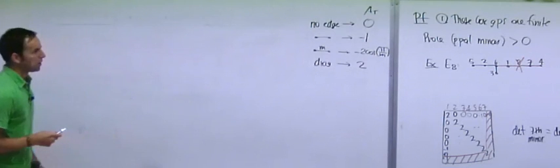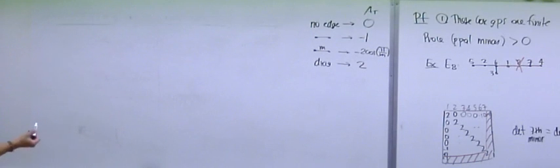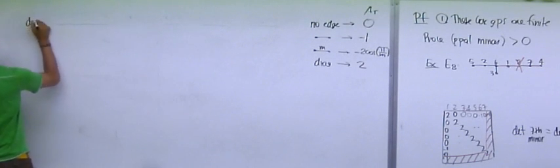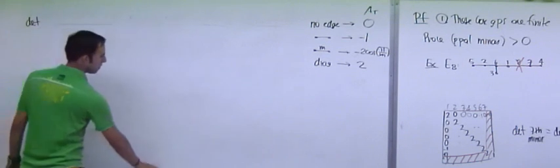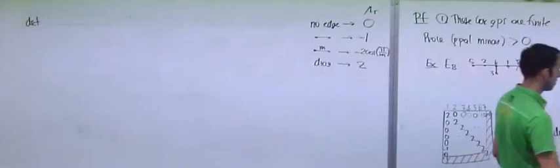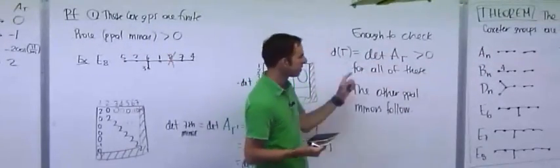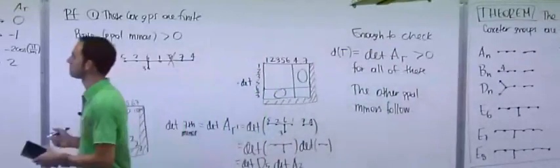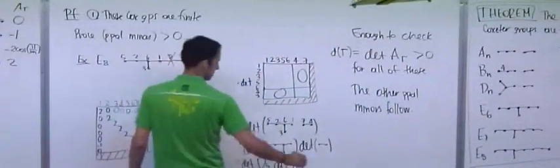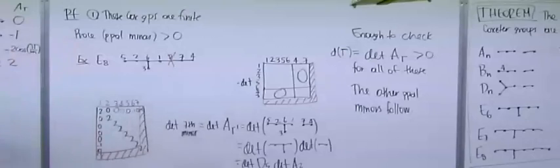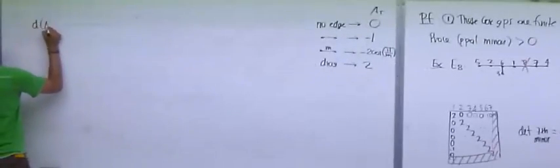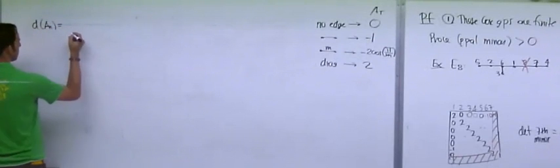So for example, we need to compute the determinant for, let me call this quantity d of gamma. Okay? D of a diagram is going to be the determinant of its matrix. So for example, what's d of An? Well, d of An is going to look like this.